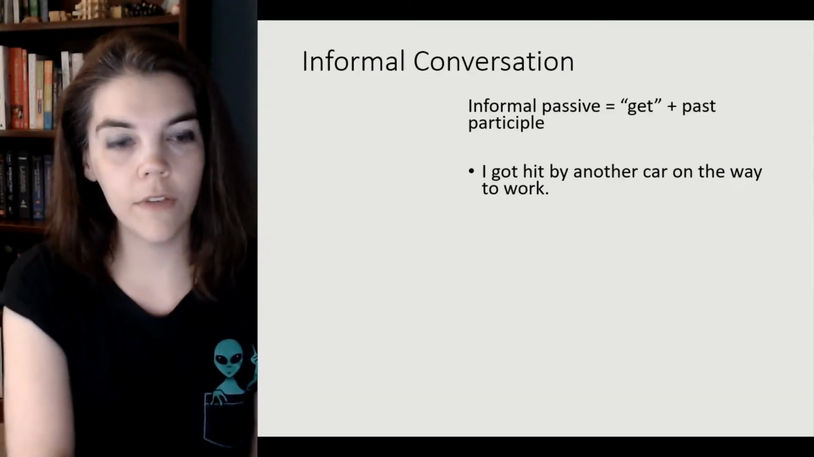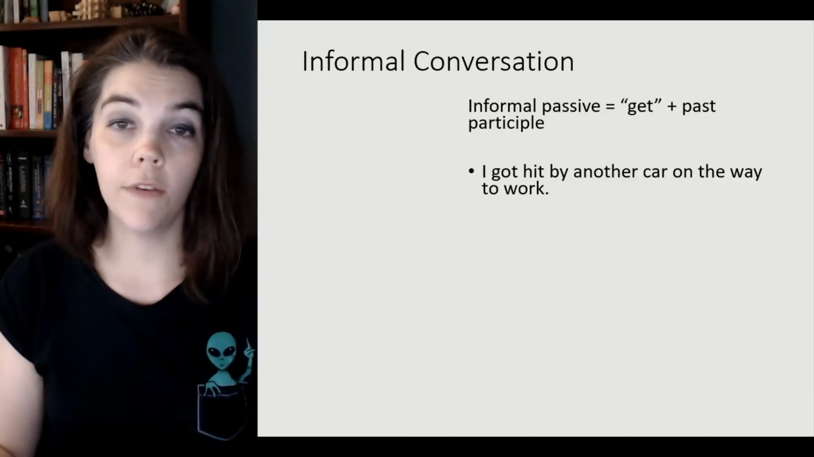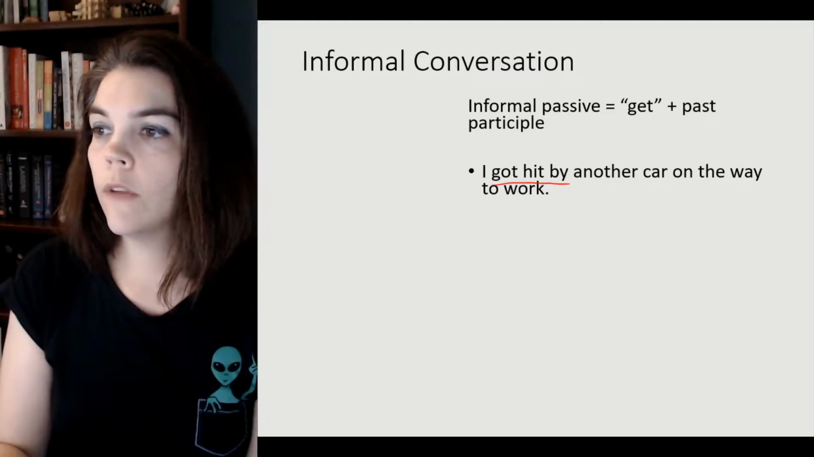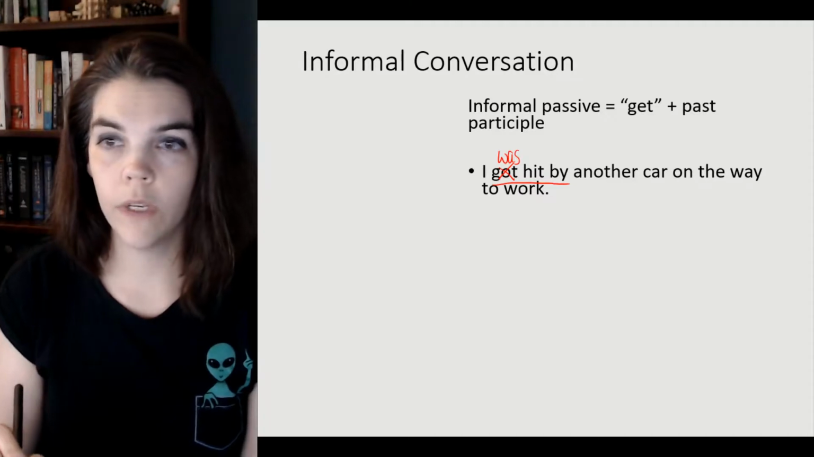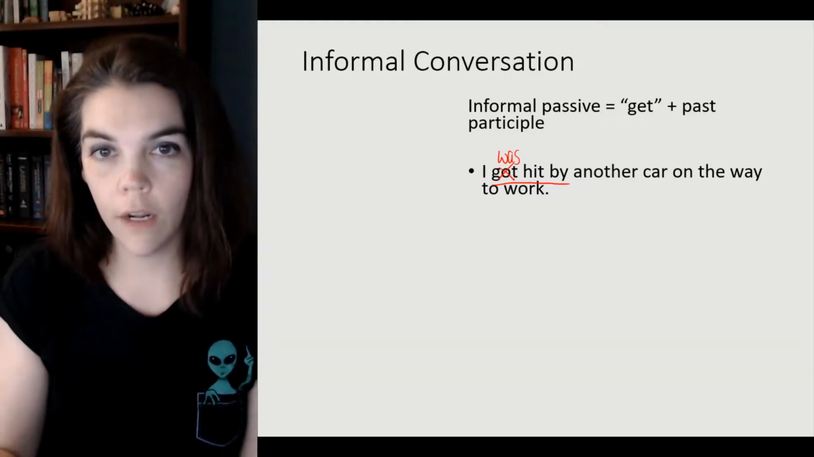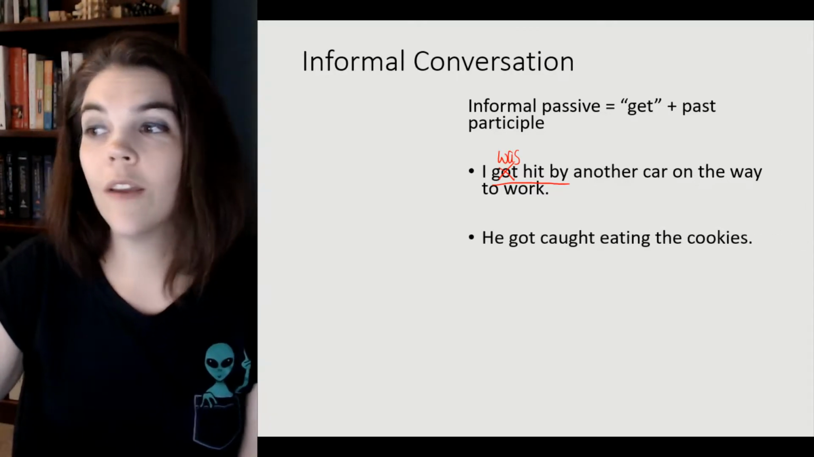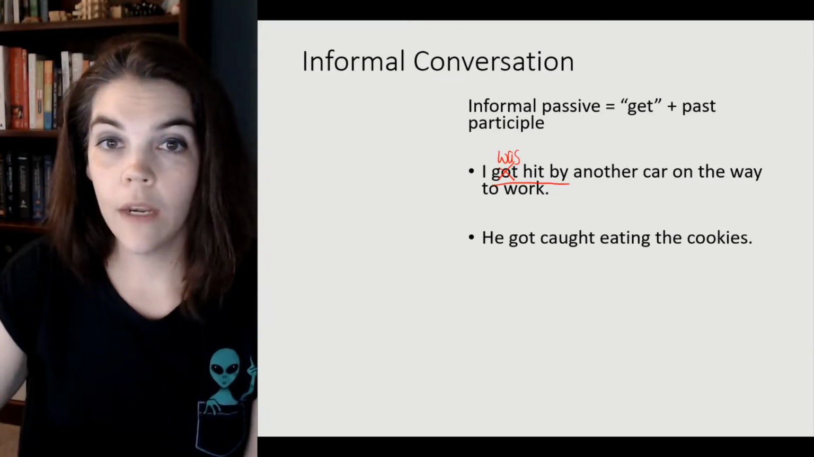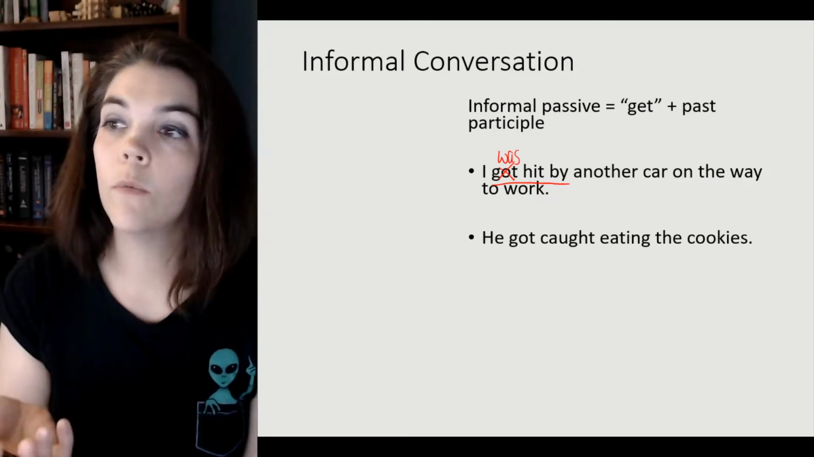Yeah, so here's an example of get with the passive voice. Let me just underline it so you can see it. It's the same idea as was or is. This is not wrong. I'm just showing you that in another way we can say I was hit by another car. He got caught eating the cookies. Oh no, you know. So again, instead of using be, we use get. And because it's past tense, we see got.